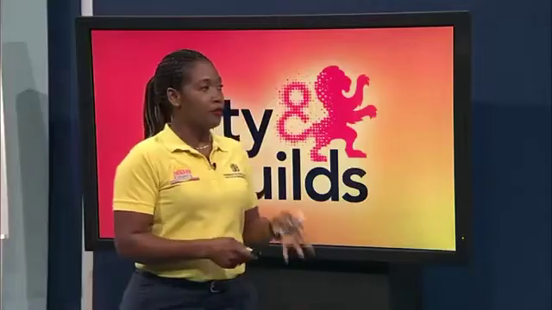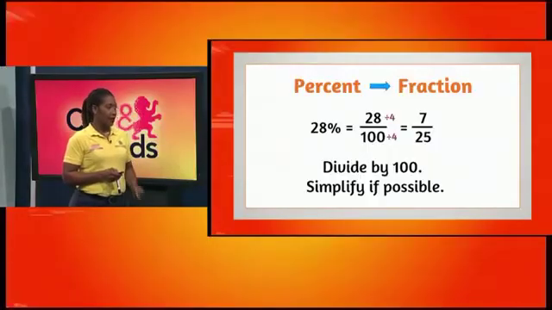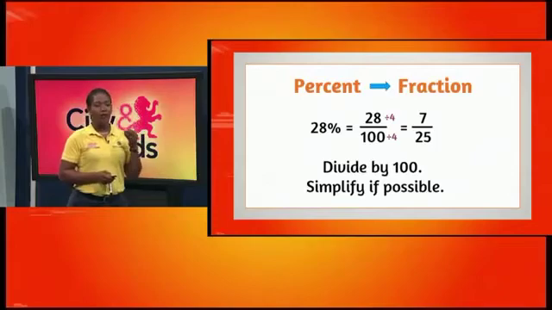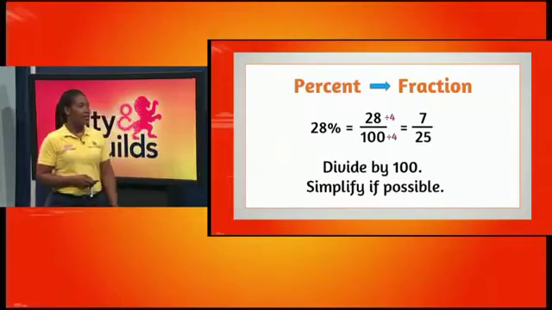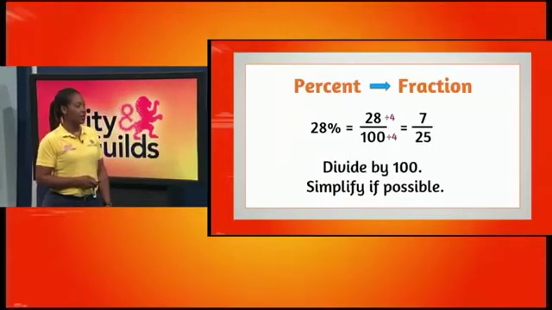Okay, so percent to fraction, you can also look at it here. You have 28%. It is 28 out of 100, and you pretty much simplify that 28 out of 100. Because remember, percentage is a special kind of fraction. It's out of 100. So all you have to do is put it out of 100 and you simplify. 7/25 is the same as 28%.